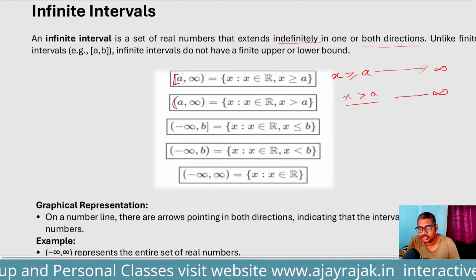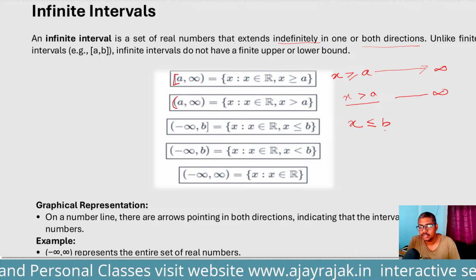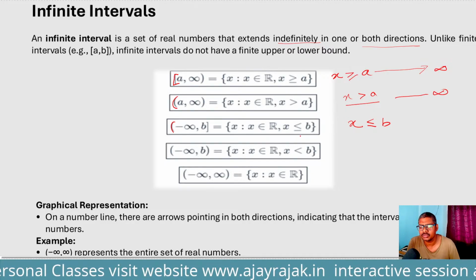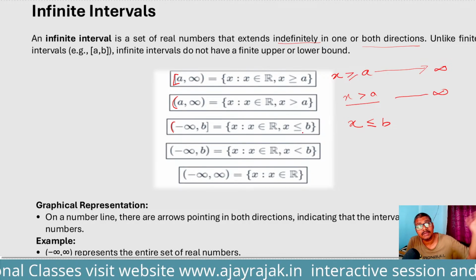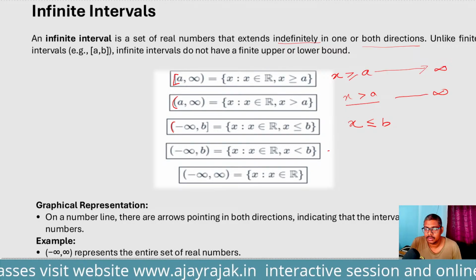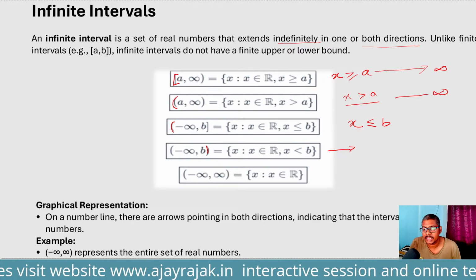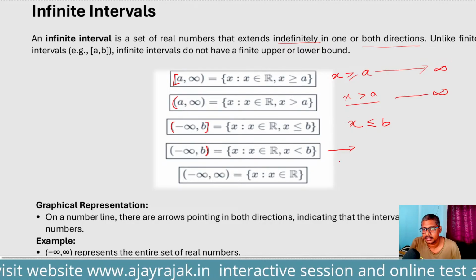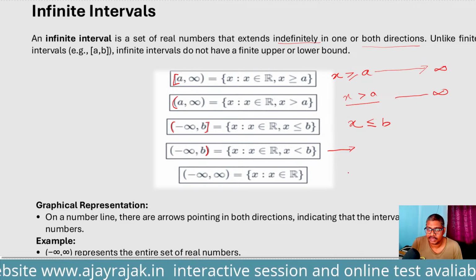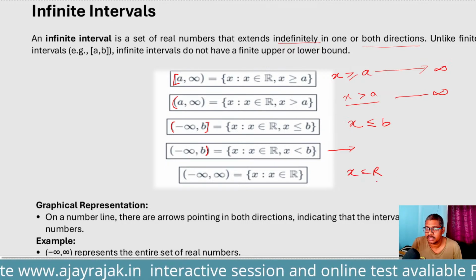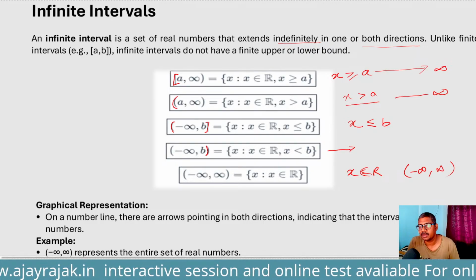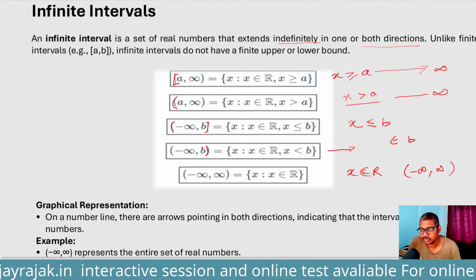Same for the negative portion. x is less than or equal to B, so how much less than B? From B to minus infinity. Minus infinity is excluded because we cannot include infinity; we don't know what the infinity point is. Similarly for the open bracket, but here B is excluded. Here we are using the parenthesis, so B is excluded up to minus infinity. And when simply saying x belongs to the real numbers, real numbers means minus infinity to infinity. So wherever we see that, this is the symbol of belongs to.